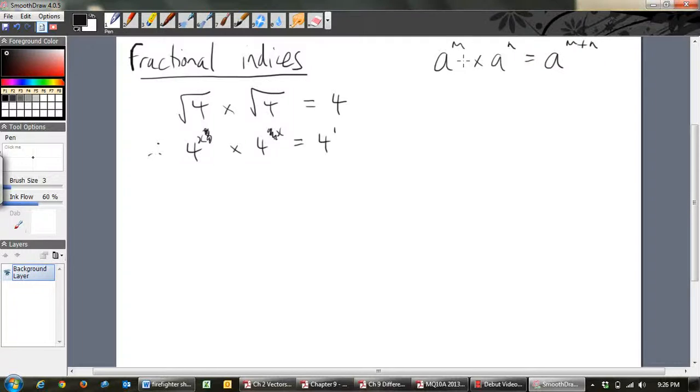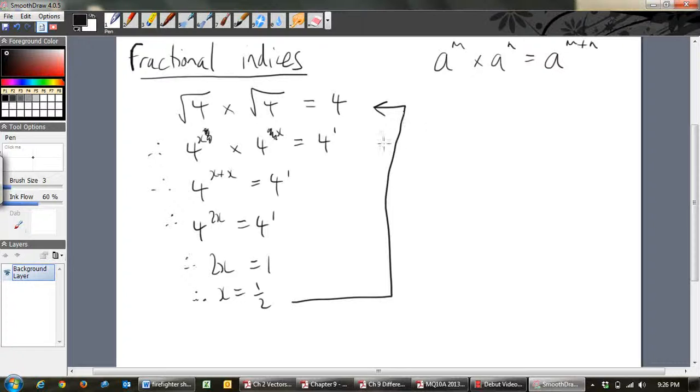Now you remember, if you're timesing them together, you add the indices. So what we're going to do is add the indices together here. In other words, if you add those powers together, you get 4 to the x plus x, which is equal to 4 to the power 1. In other words, 4 to the 2x is equal to 4 to the power 1. What this means is that 2x is equal to 1. And dividing by 2, you get x is equal to a half. In other words, square root of 4 means 4 to the power of a half. That's what a fractional power means.